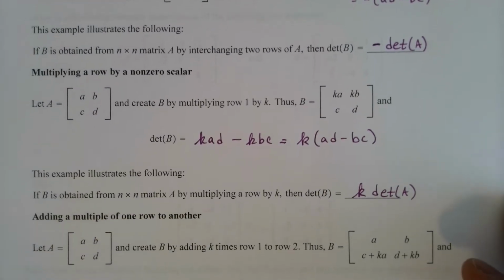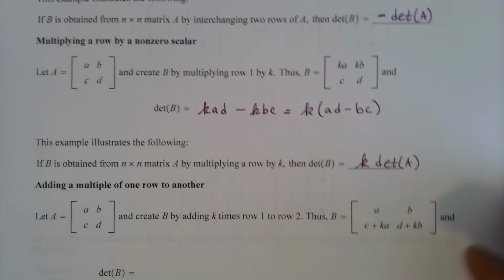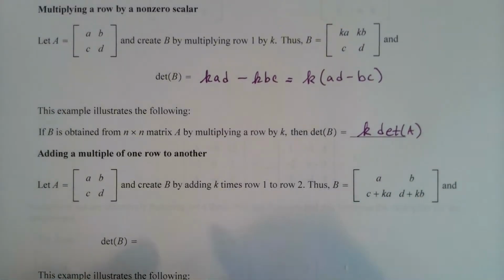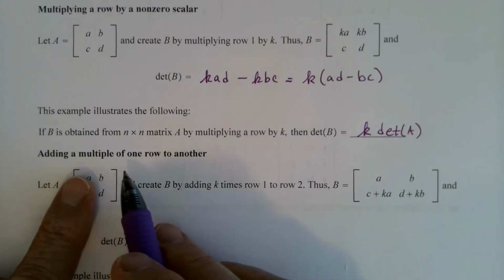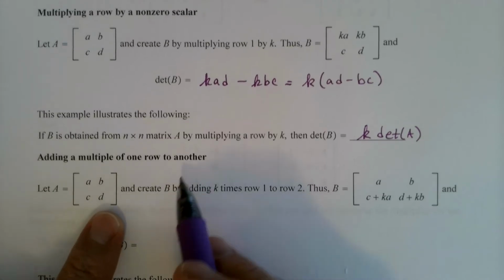Well, now let's go to our last row operation. What kind of crazy relationship are we going to get here if we add a multiple of one row to another? Oh boy, that's crazy, right?